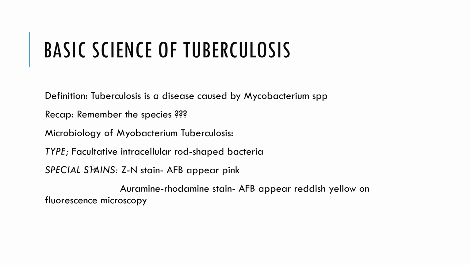But you know, ZN is very expensive, and there's an alternative stain called auramine rhodamine stain, where the AFB, the acid-fast bacilli, appear reddish yellow on fluorescence microscopy. And it's very important to know these things. These sessions that we have, we call them common sessions, they are very important.